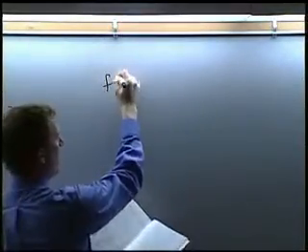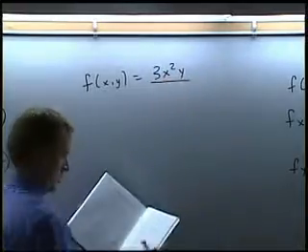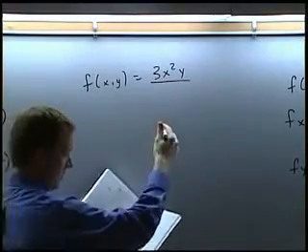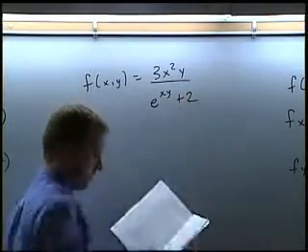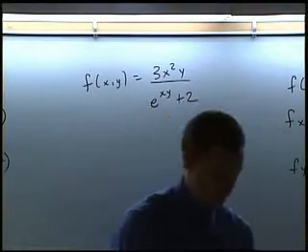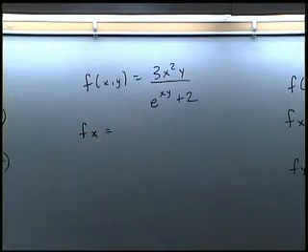3x squared y up in the numerator, and in the denominator, we've got e to the xy plus 2. Okay. And again, our goal is let's find each partial derivative. All right, now this time I think we're going to have to use the quotient rule.